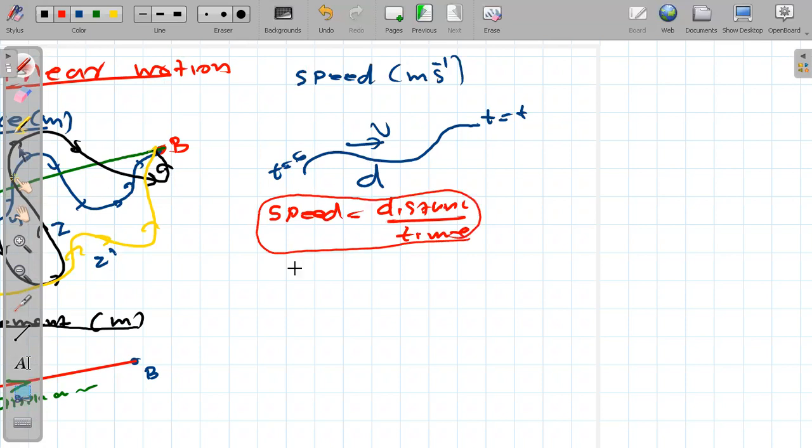But you have to write the definition first. The rate of change of distance. That is the one we used to know as the speed. Okay, the speed is what? The rate of change of distance.